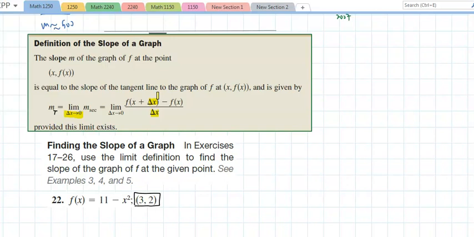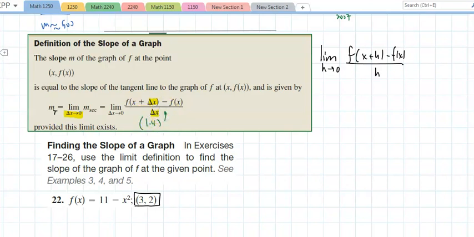of f of x plus delta x minus f of x over delta x, or you might have seen it as the limit as h approaches 0 of f of x plus h minus f of x over h. That's called difference quotient. And in section 1.4 we did this already.